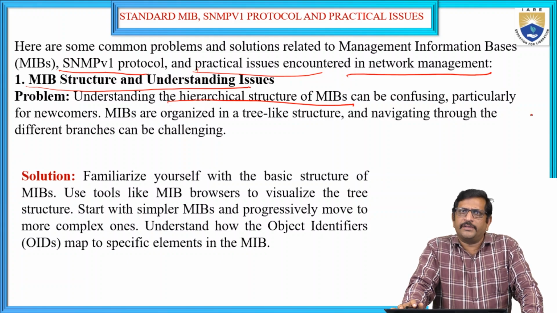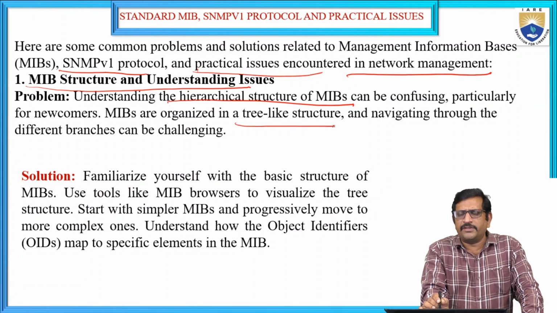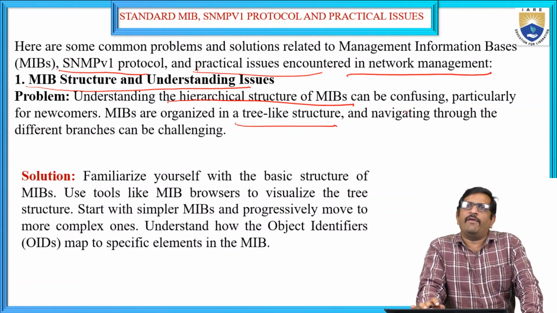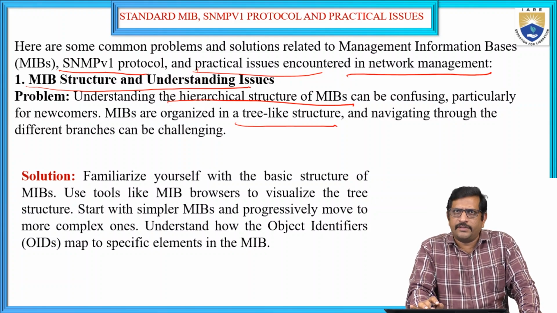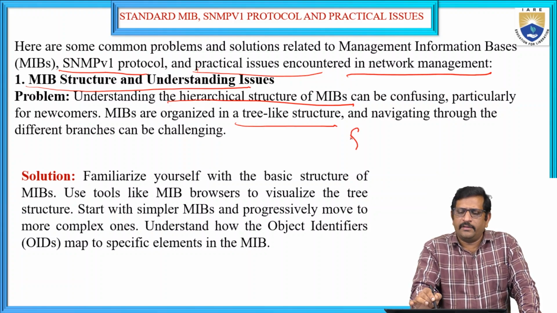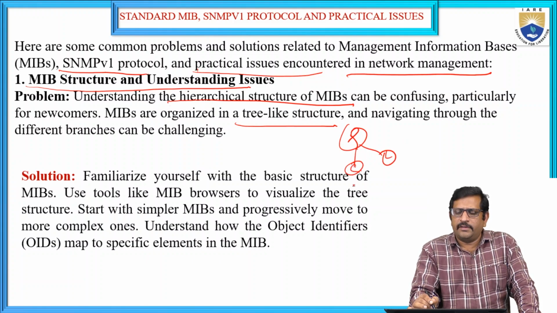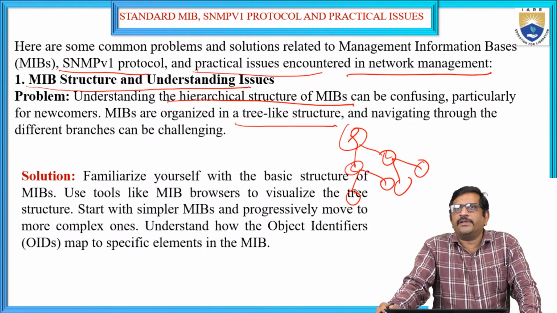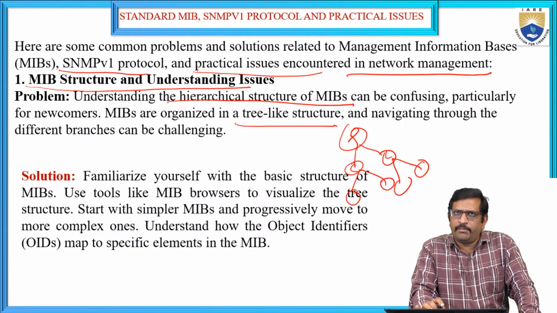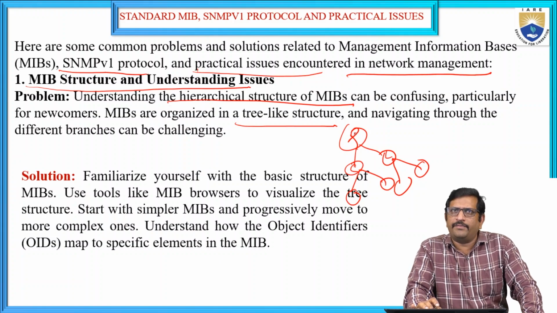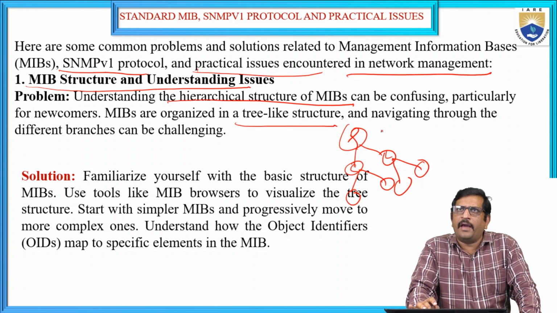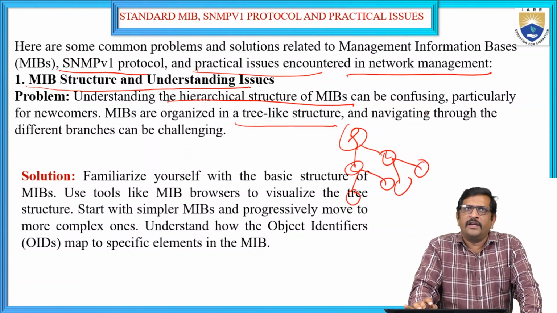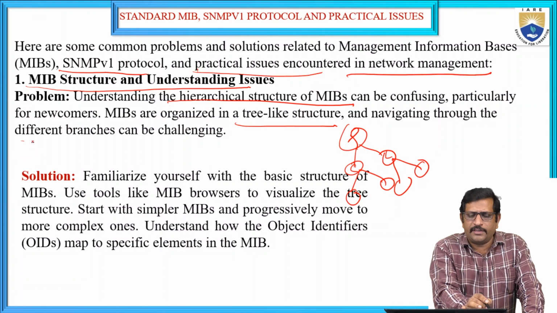MIBs are organized in a tree structure. A tree structure means a hierarchical form, that means parent-child relations. First the parent, and a number of children can be connected to the parents. So it is a tree structure. In this tree structure form, we can represent the management information base. That means all the messages can be stored in the form of this tree structure, and navigating through the different branches can be challenging.